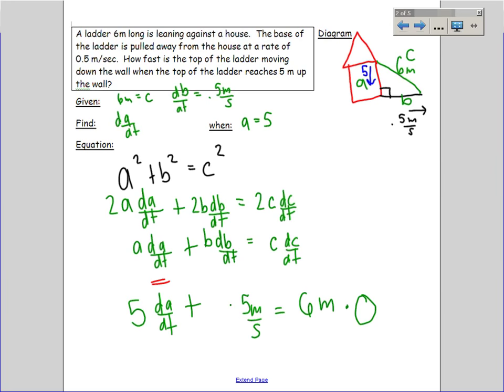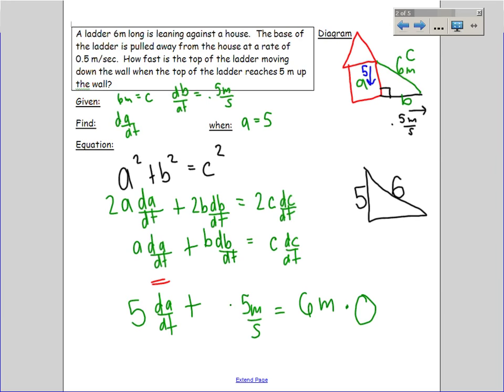Now, we are trying to solve for this dA over dt, but in order to do that, I need to find what B is. Again, we're going to go off to the side here, because essentially what we have is a right triangle. Sorry about that. We have a right triangle with a hypotenuse of 6, specifically when this leg over here is 5.